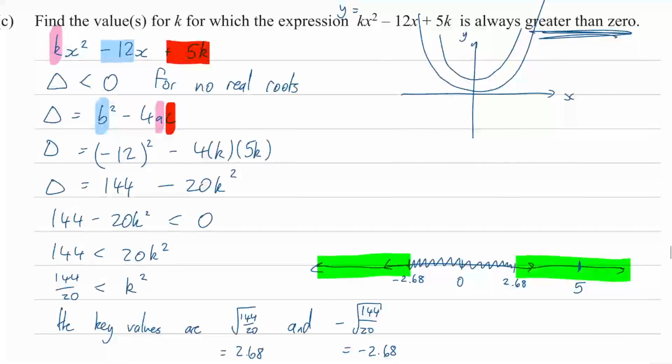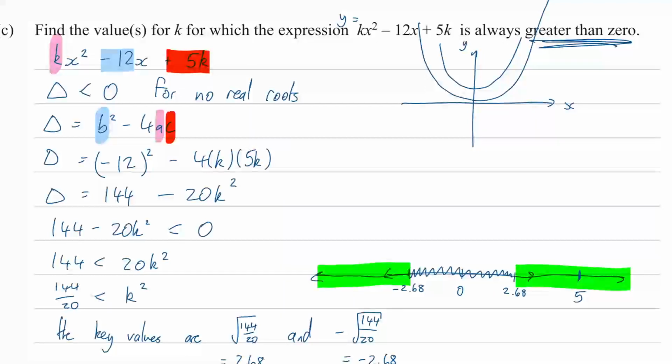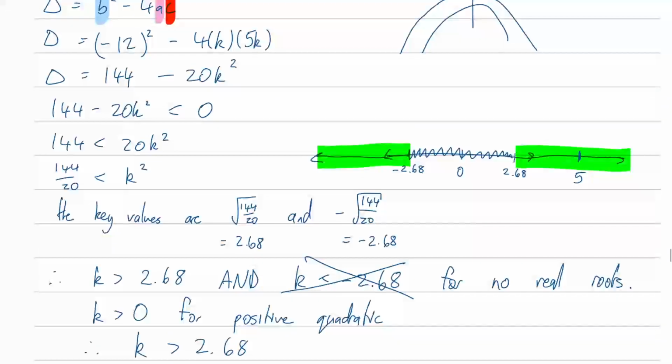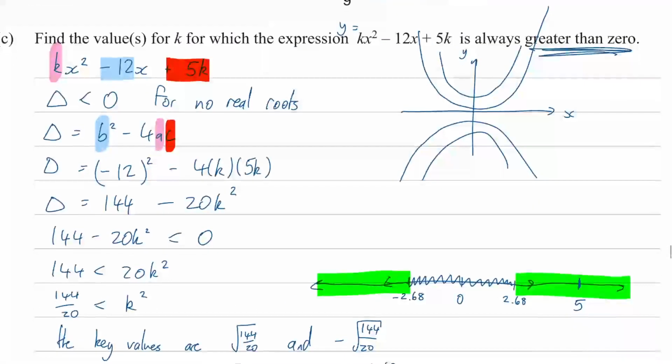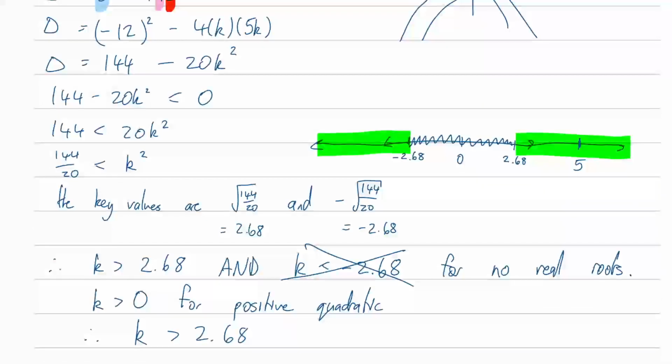Great, so one final recap of this problem. We had a quadratic expression. We found the discriminant, b squared minus 4ac. We set that to be less than 0 to have no real roots, so that it's not touching the x-axis. But that could also mean a negative quadratic, which isn't what we want. So we then reasoned that the coefficient of x squared, which was k, must be positive. Therefore, k must be greater than 2.68.